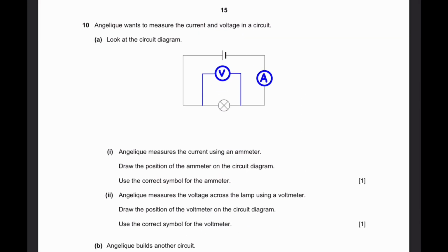Angelique wants to measure the current and voltage in a circuit. A. Look at the circuit diagram. 1. Angelique measures the current using an ammeter. Draw the position of the ammeter on the circuit diagram and use the correct symbol for the ammeter. I've done it over here. You can draw it anywhere within this circuit wire over here. It has to be using this symbol with a circle and an A inside, like given there. That's the answer. Let's go to part 2.